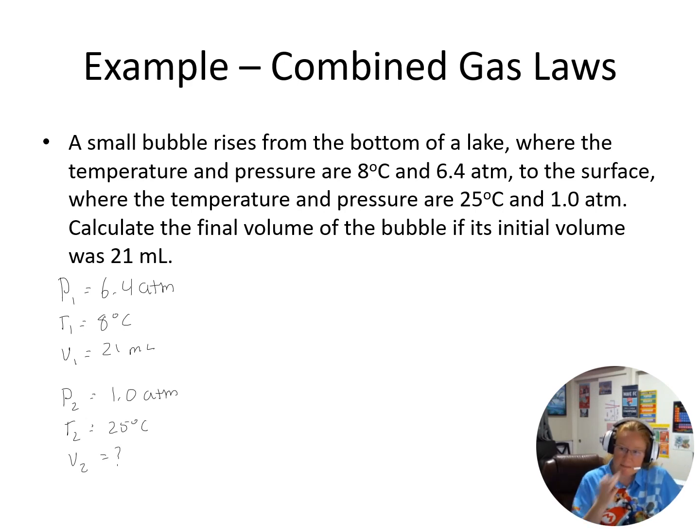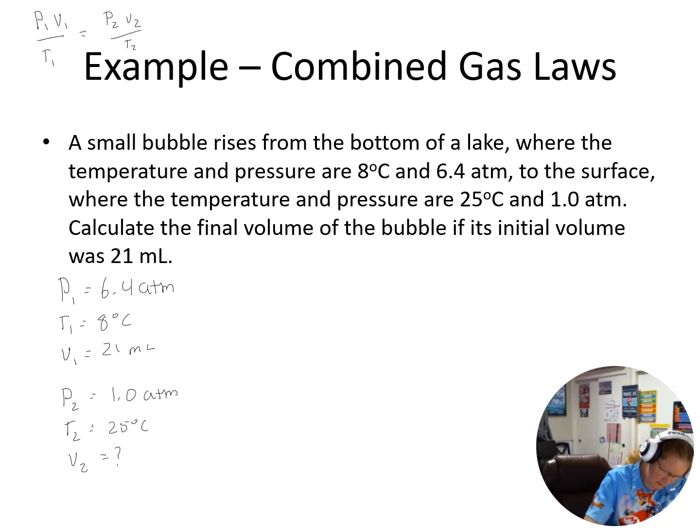Okay. So remember, when I started off this video, I showed you that PV equals nRT, and I solved it for R, and I had PV over nT. So here I have P, T, and V. So this one is going to look like this. P1 V1 over T1 is equal to P2 V2 over T2. Okay?